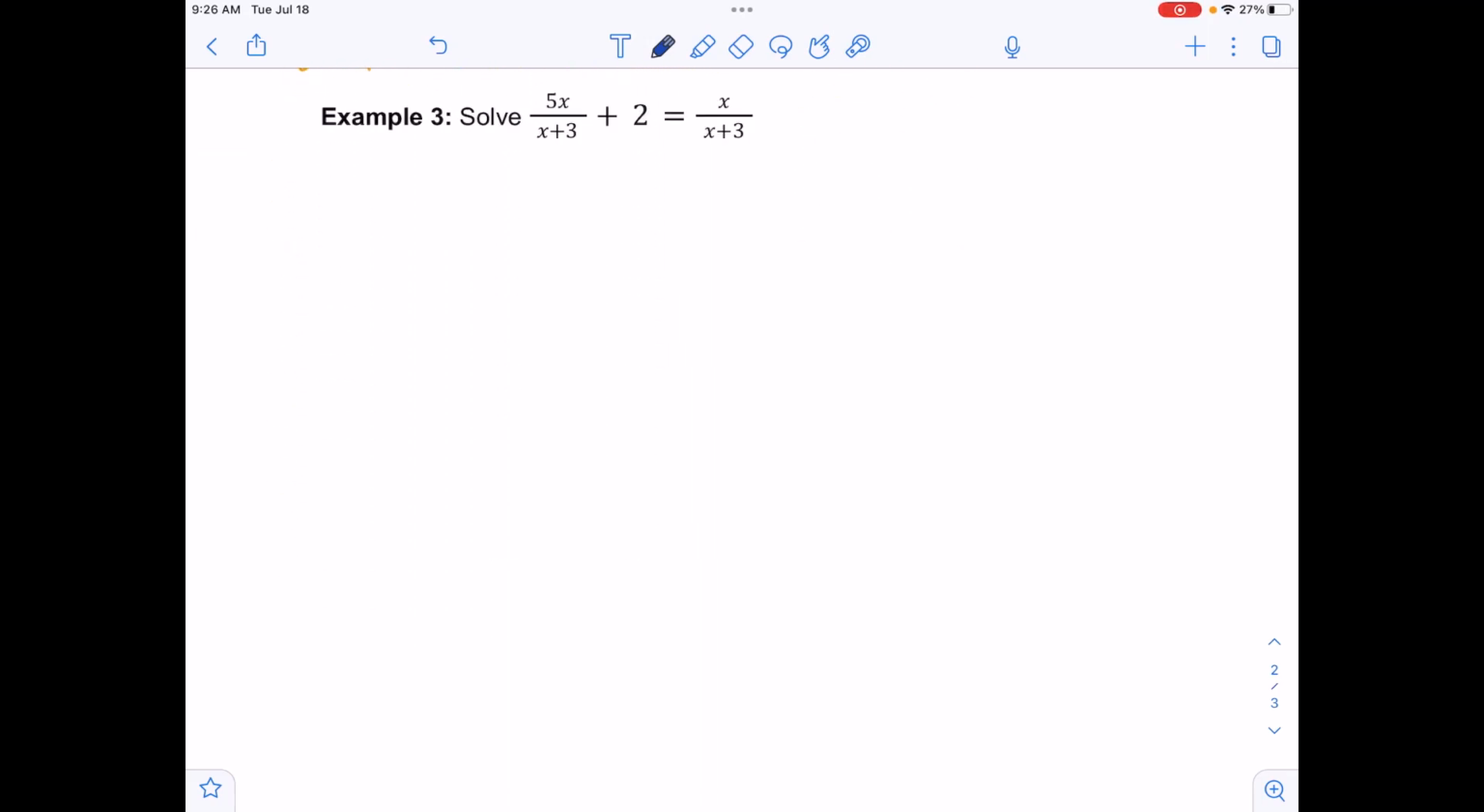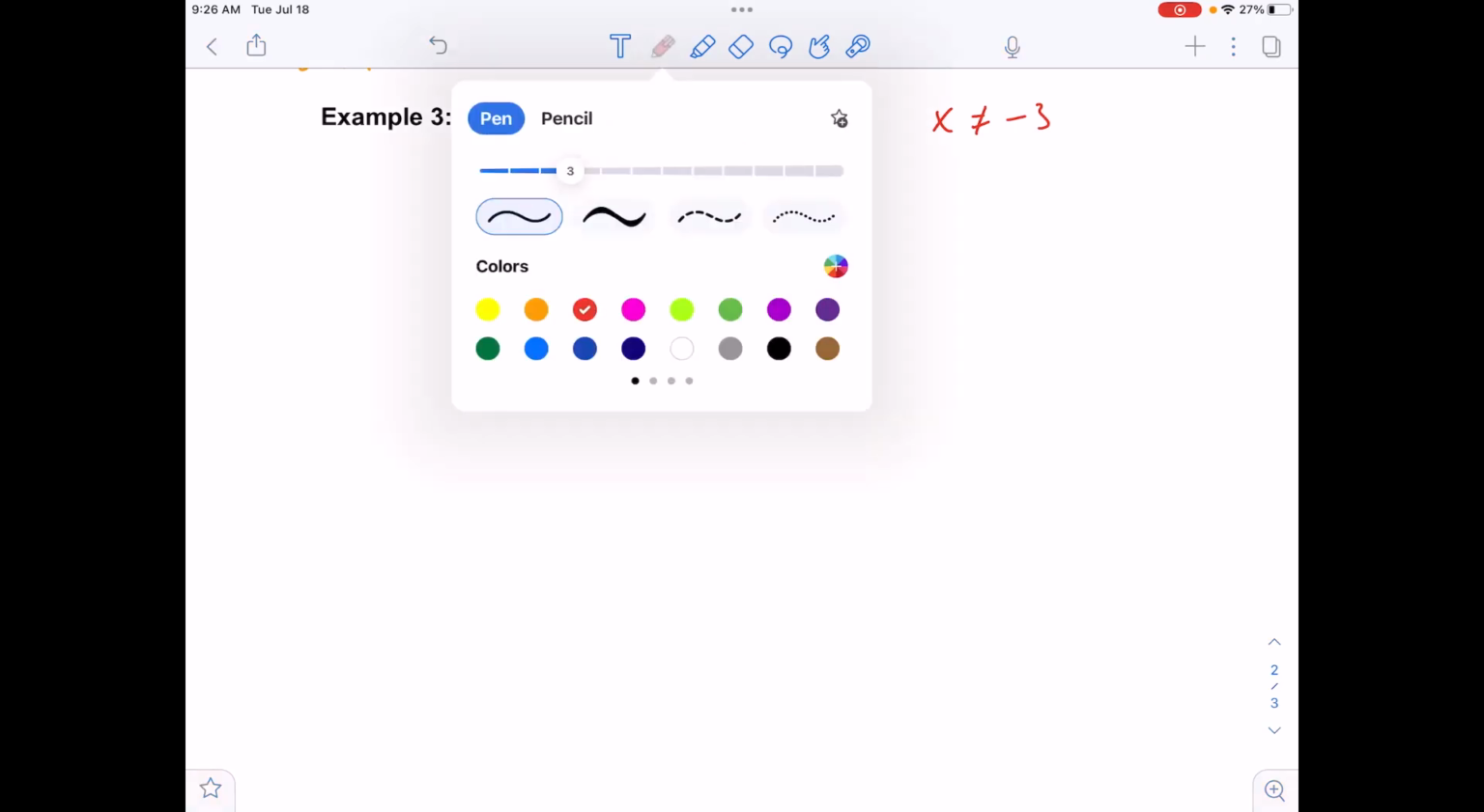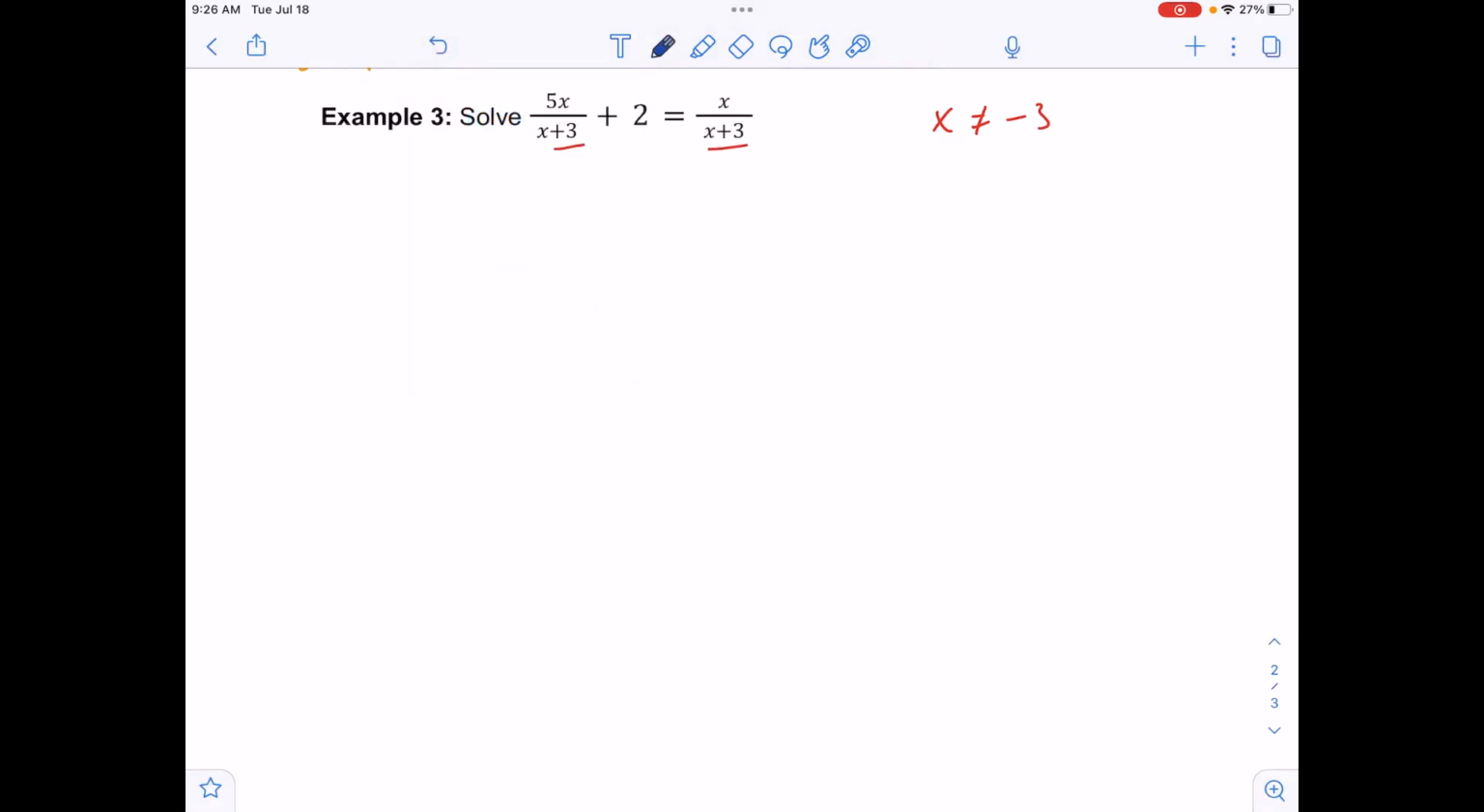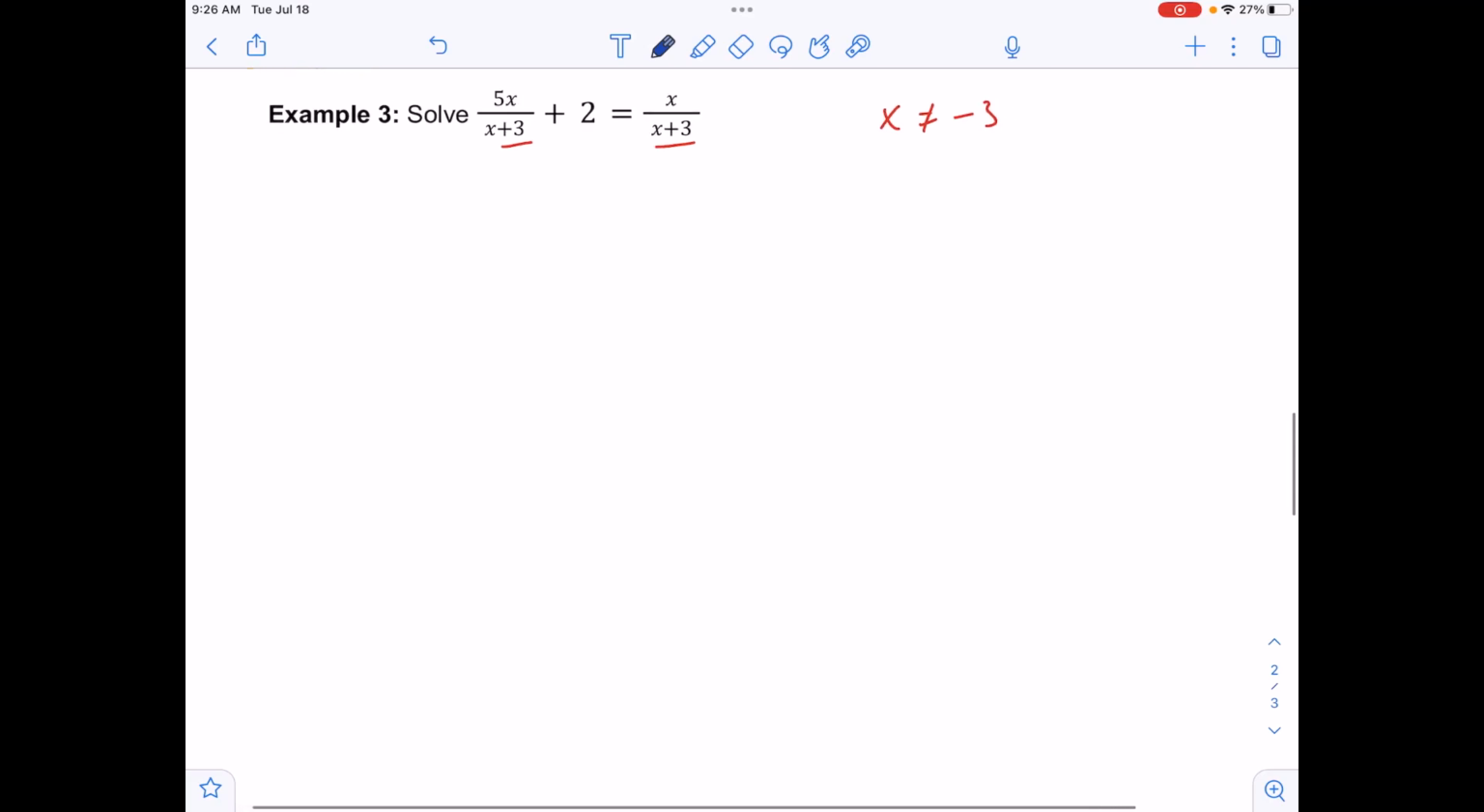Okay, let's look at example 3 here. First things first, we need to determine our restrictions. We've got an x plus 3 twice in the denominator, so I only have one restriction here, and that is it cannot be negative 3. And because we've already got a common denominator across 2 of our terms, we're just going to use that as our lowest common denominator and multiply it by everything.